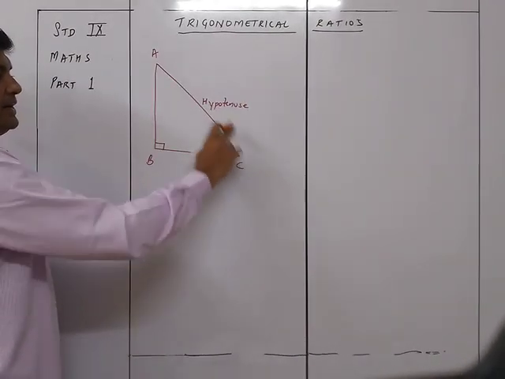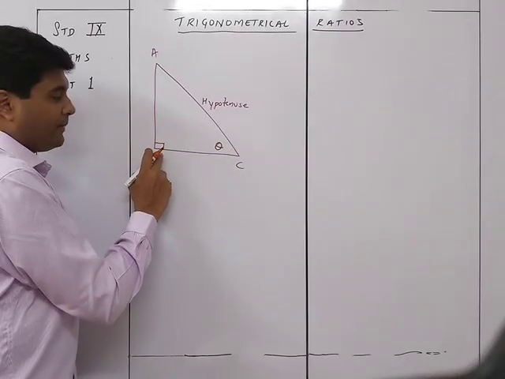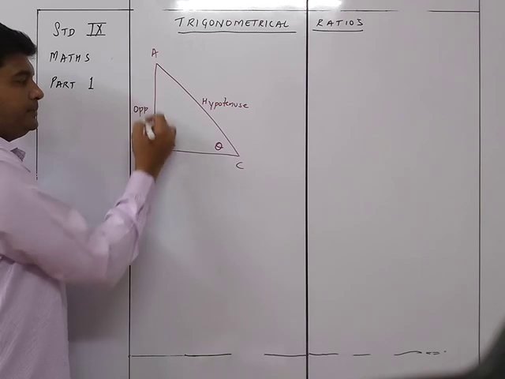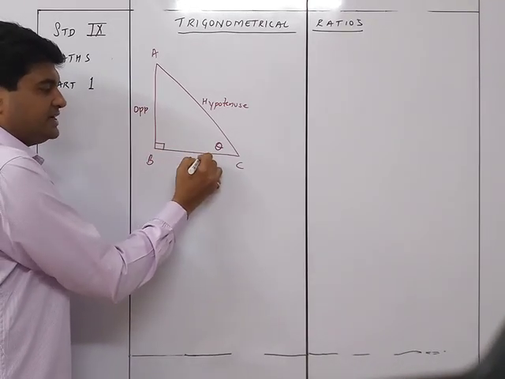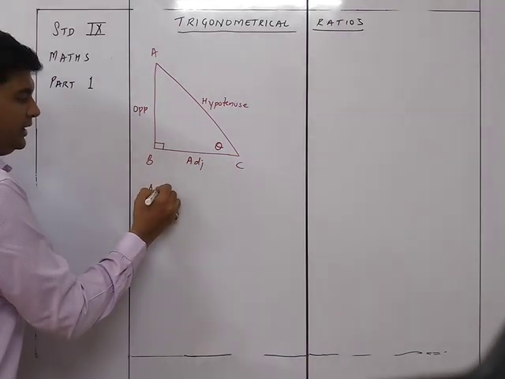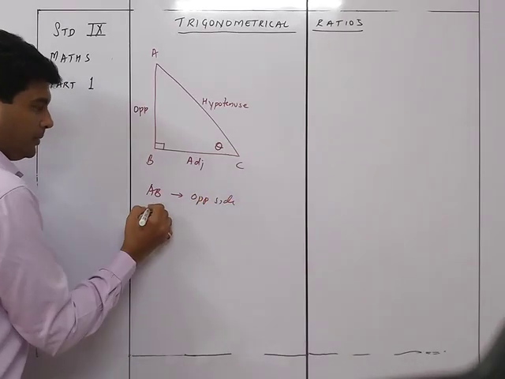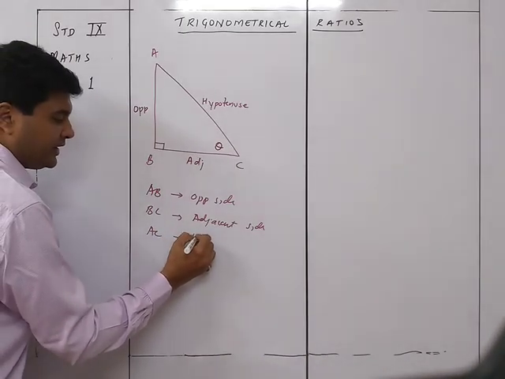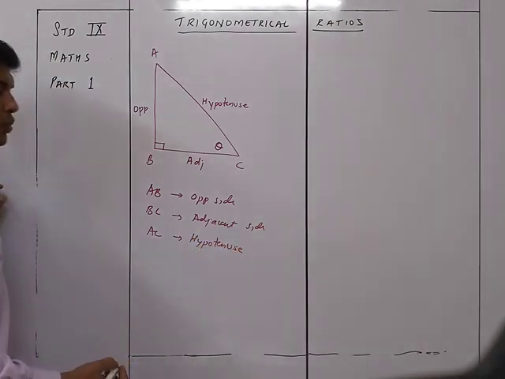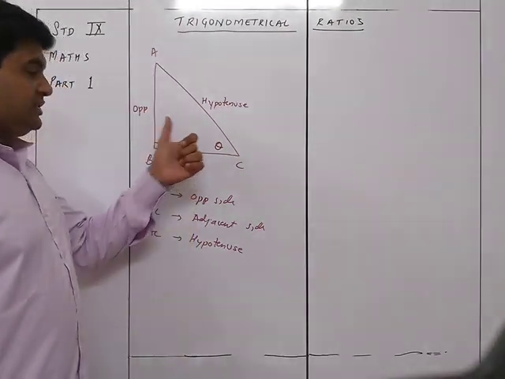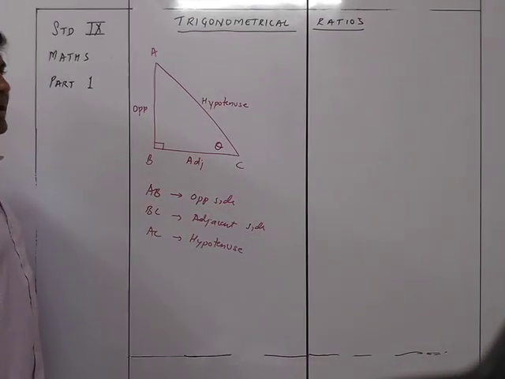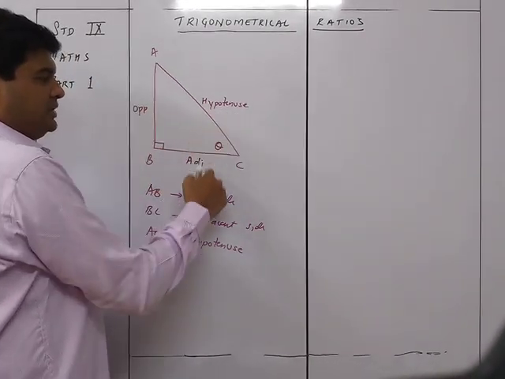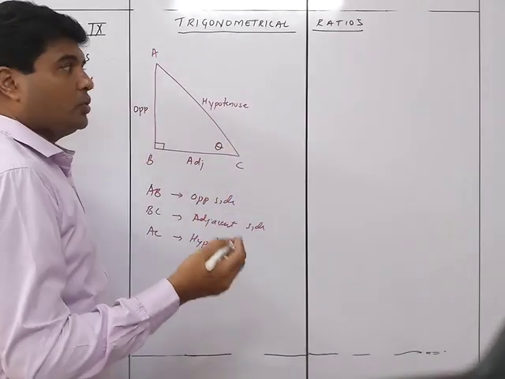Now the triangle ABC has three sides, out of which the side opposite to B is the hypotenuse. I will call the side opposite to angle theta the opposite side, and the side next to theta the adjacent side. So AB is the opposite side, BC is the adjacent side, and AC is the hypotenuse of this particular triangle. So we have given names to all three sides of our right angle triangle. Now I know what different ratios can be made out of this: this upon this, this upon this, this upon this, or the reciprocal of these.